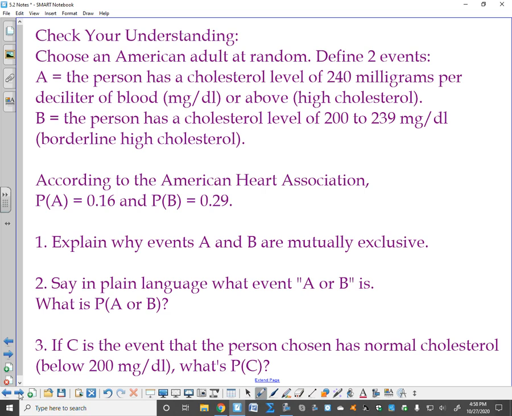Because your cholesterol level can't be 240 or above and also be between 200 and 239, the two events cannot happen together. Say in plain language what event A or B is. Then it wants us to find the probability of A or B. Okay.